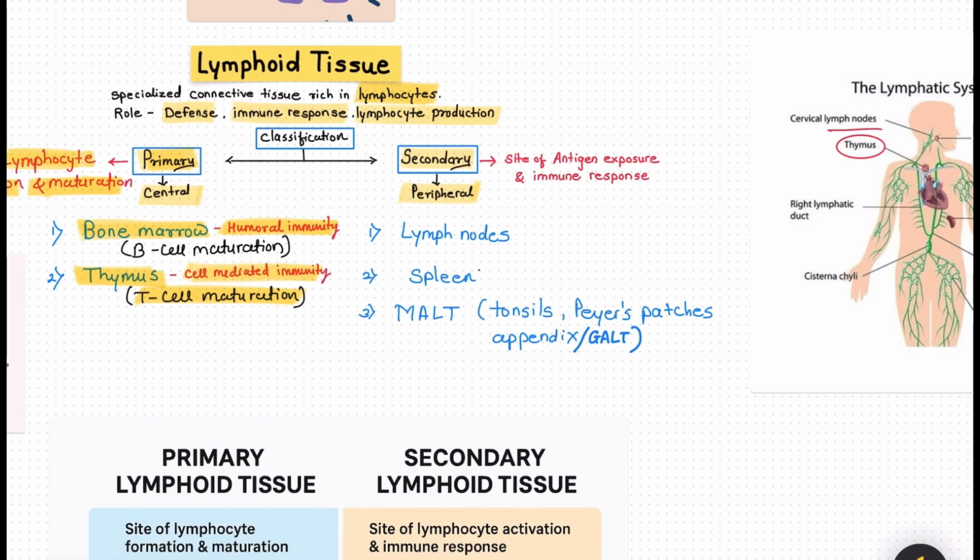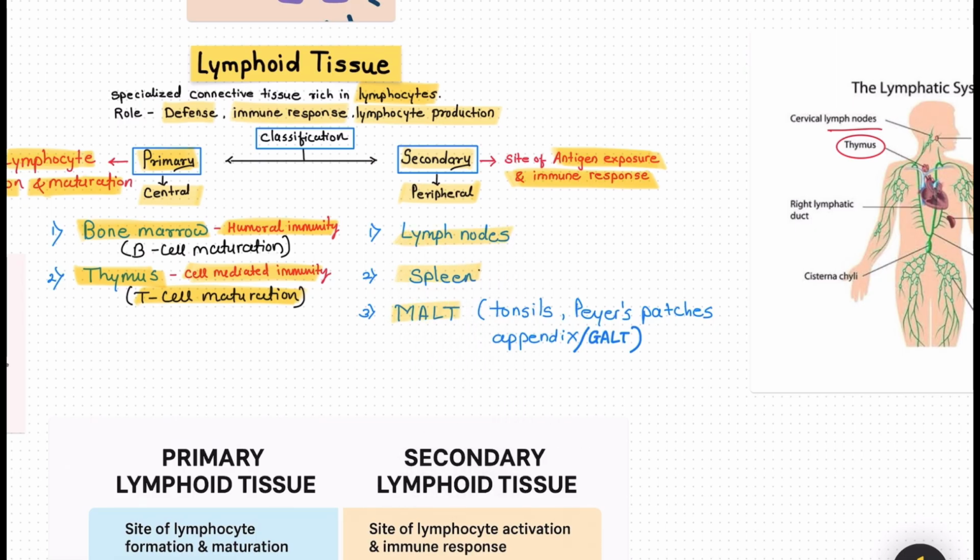And what is the secondary lymphoid tissue? It is also known as the peripheral site of lymphoid tissue. It is the site of antigen exposure and immune response. Please pay attention here: in secondary lymphoid tissue, there is no production of lymphocytes, but it is a site of antigen exposure and immune response. It includes lymph nodes, spleen, and MALT.